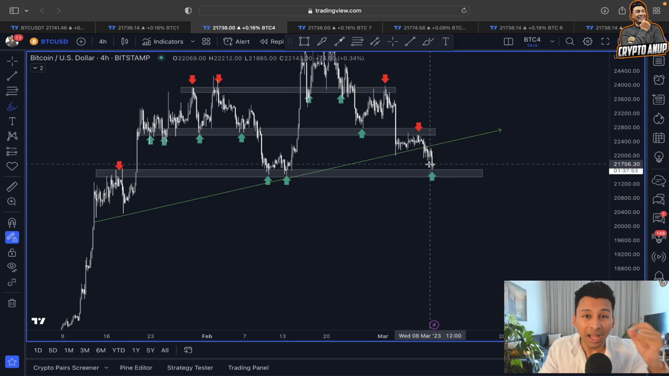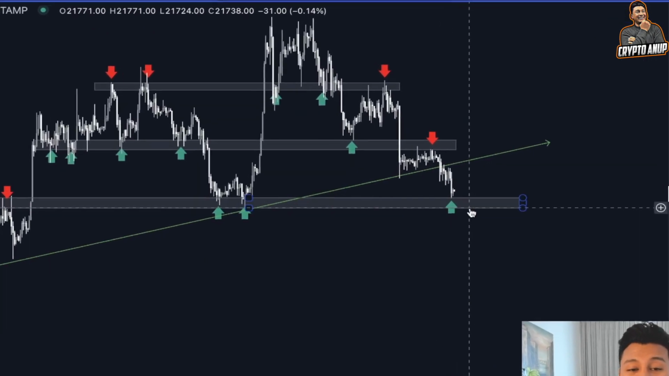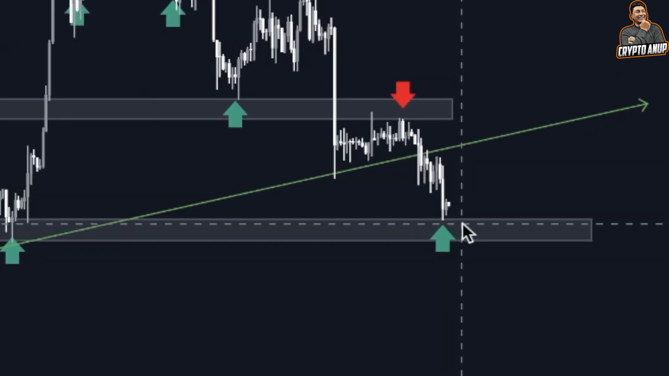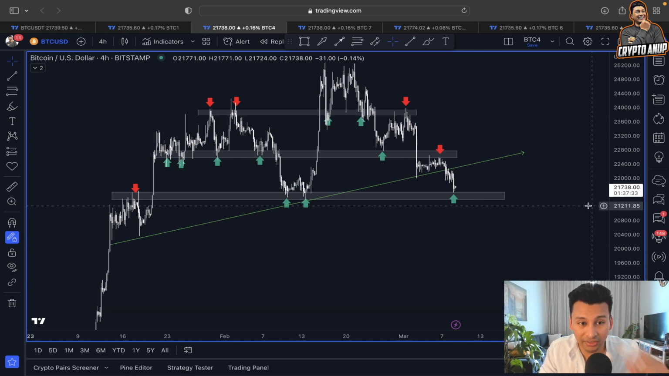So what I'm trying to show you here is that once the price breaks this key line of support, which you have around 21,500 in the immediate short term, then this trend is going to continue further towards the 18,000 range. Yes, you heard that correctly.